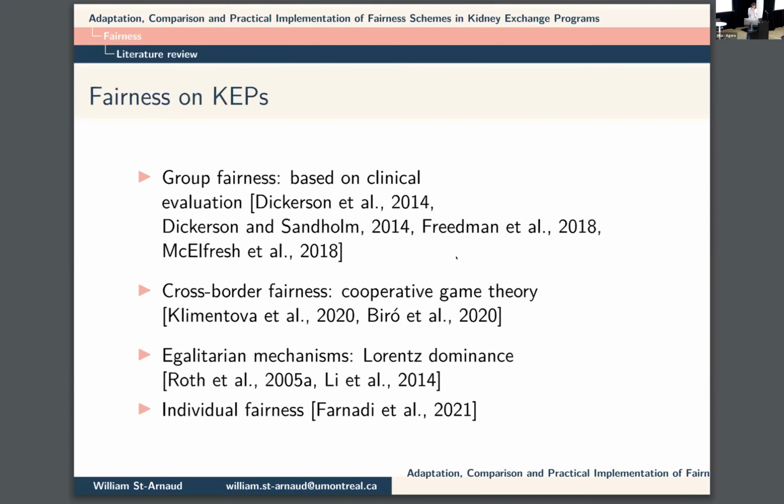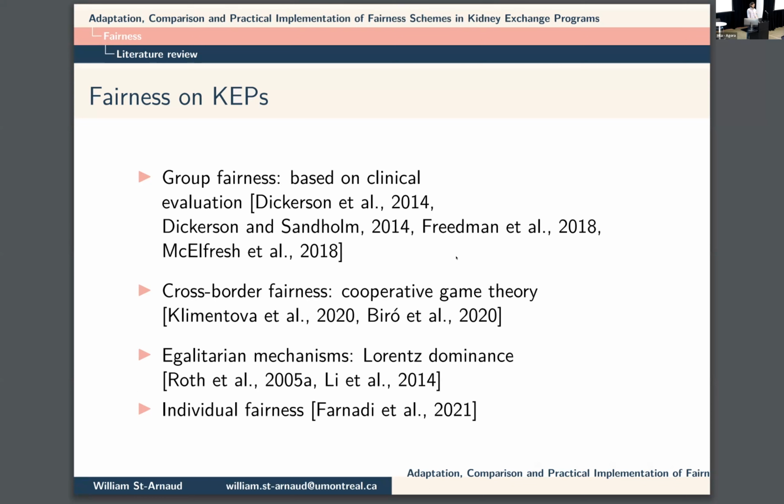Okay, so I'm going to talk a little bit about the fairness background for KEPs. Typically this is split into 4 categories. The first one is group fairness. You can think of, for example, the blood type of the patient. Patients who have blood type O are usually hard to find a compatible donor for, so you can think of them as a minority group. In that particular setting, you want to ensure that they are treated fairly compared to the other blood types.